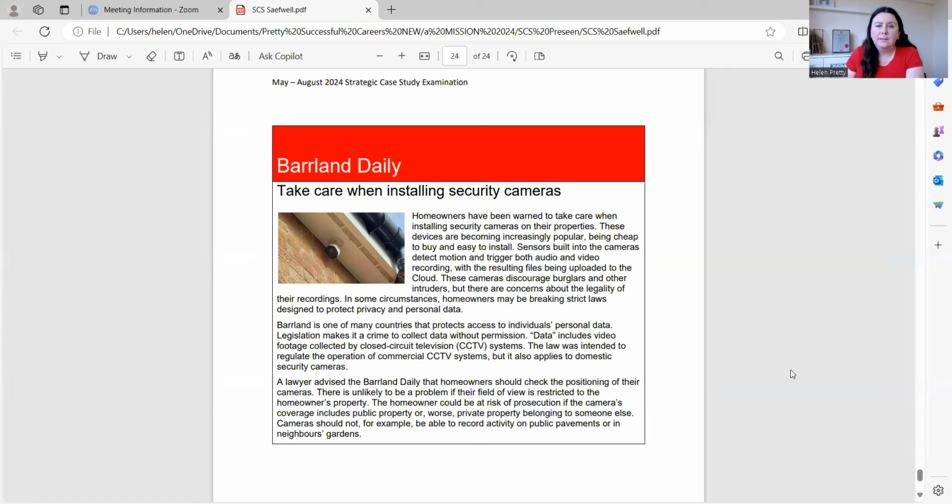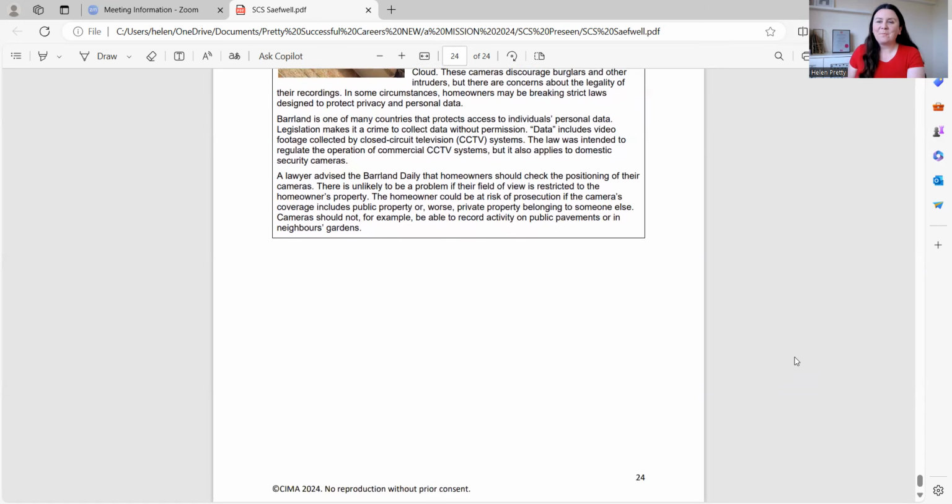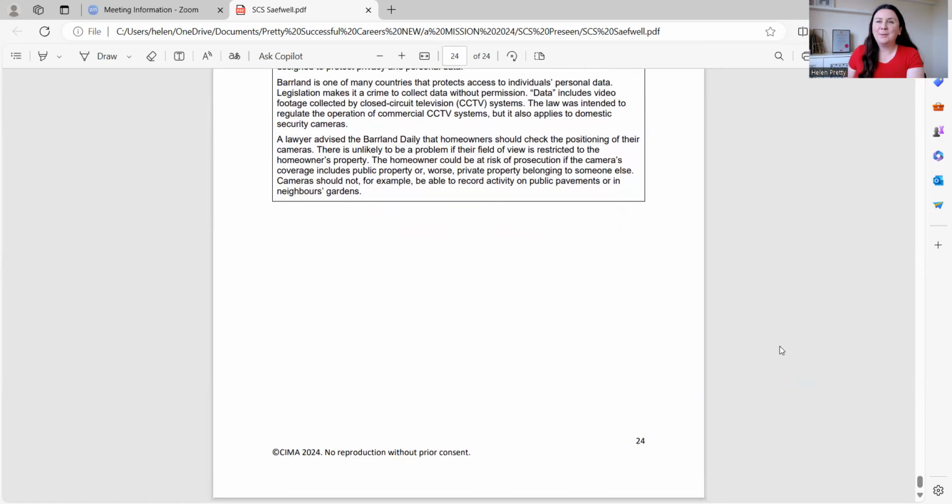A lawyer advised the Berlin Daily that homeowners should check the positioning of their cameras. There is unlikely to be a problem if their field of view is restricted to the homeowner's property. The homeowner could be at risk of prosecution if the camera's coverage includes public property or, worse, private property belonging to somebody else. Cameras should not, for example, be able to record activity on public pavements or in a neighbour's garden. That is the article on our page 24.